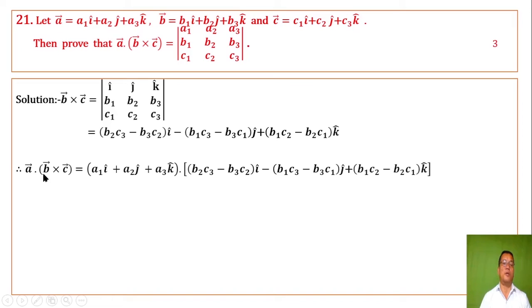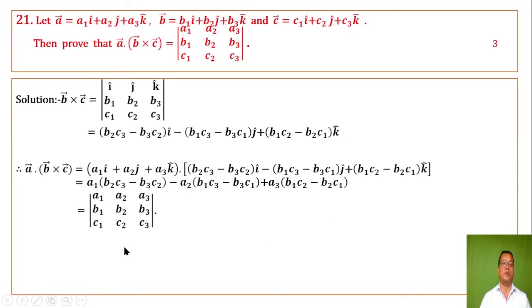Next, a dot b cross c is the scalar product of this vector with a vector, that is this. For this, we have this long expression, which can be written in this form. Hence, proved.